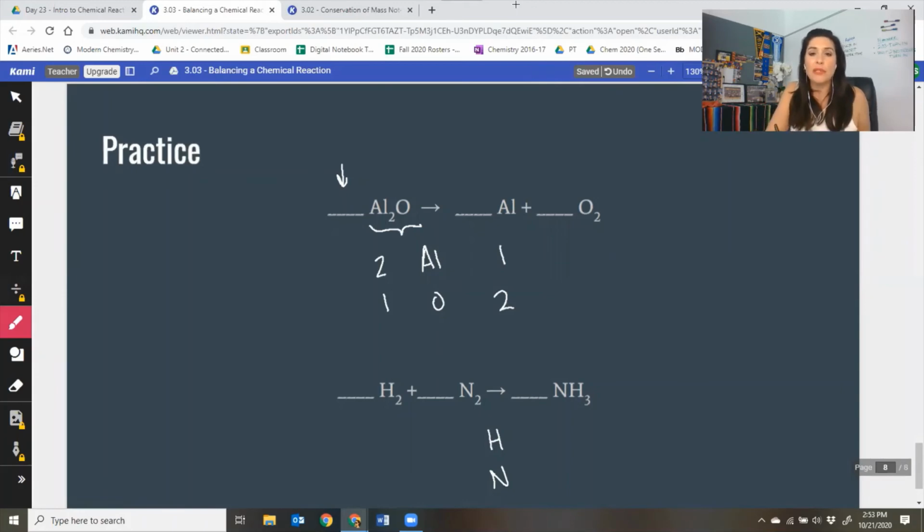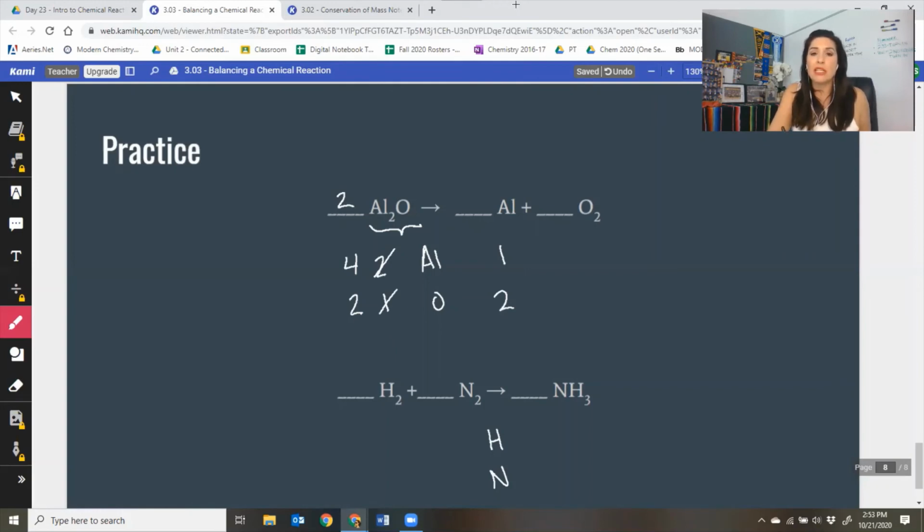I have 2 aluminums and 1 aluminum here, but before I do anything, I want to take care maybe of this oxygen. I need to get this up to 2. So I'll put a 2 here. And in doing so, I double everything. I double the number of aluminums from 2 to 4, and I double the number of oxygens from 1 to 2. So now my oxygens are balanced, 2 and 2 on each side.